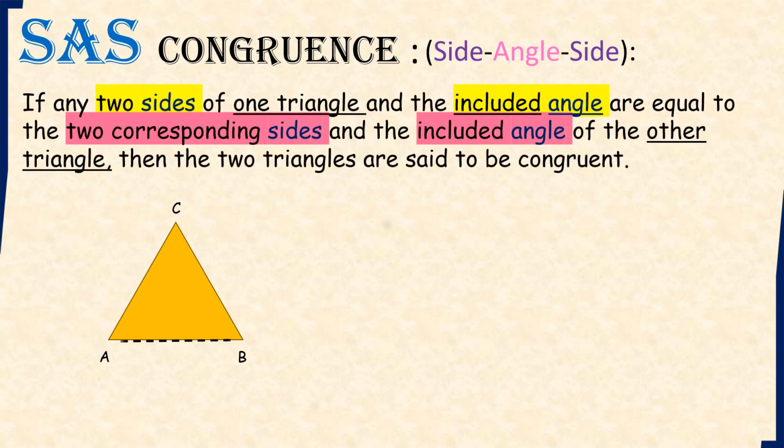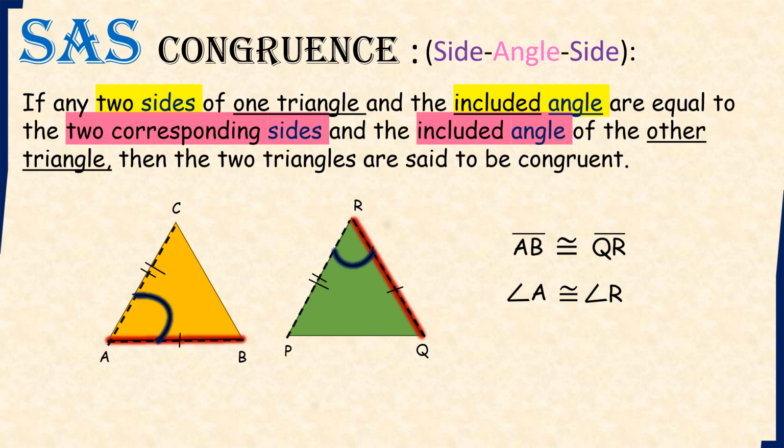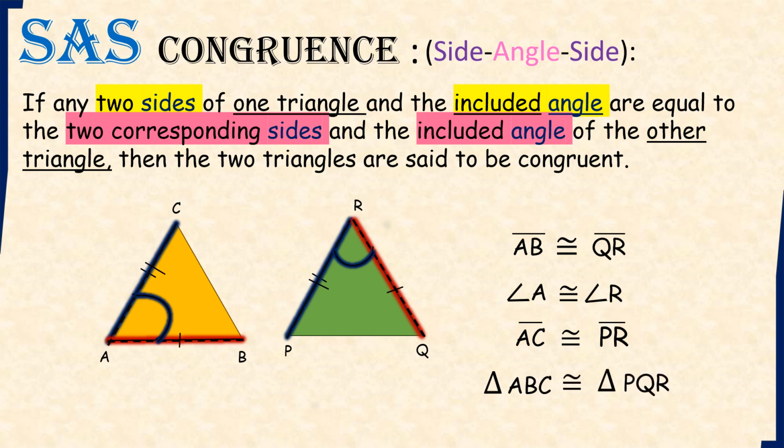Side angle side congruence. If any two sides of one triangle and the included angle are equal to the two corresponding sides and the included angle of the other triangle, then the two triangles are said to be congruent. Here, side AB is congruent to side QR. Angle A is congruent to angle R. And side AC is congruent to side PR. Then, we can consider triangle ABC is congruent to triangle PQR.